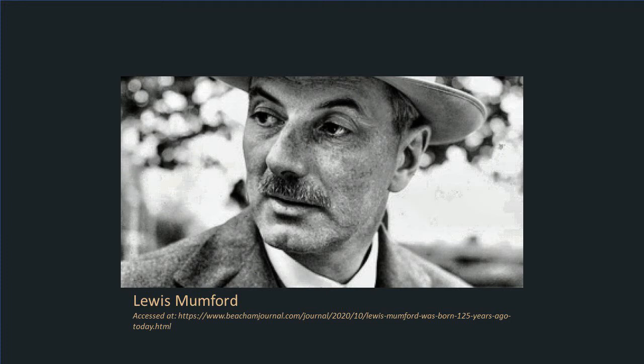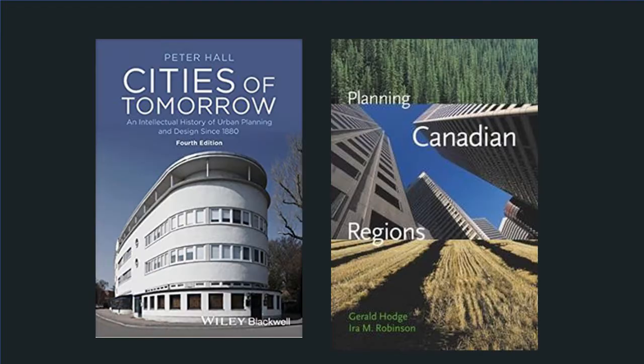If you get a chance, you can read a really great discussion of this history, both in the work of Sir Peter Hall, who's a British planning historian and thinker, as well as Canadian scholars Gerald Hodge and Ira Robinson, who wrote a book on planning Canadian regions. One of the things you'll note from both books is that Ebenezer Howard himself tried to make these ideas a reality, but his ideas really didn't succeed financially. So it took other people to take those ideas forward.